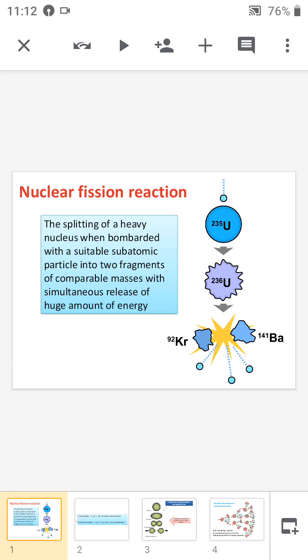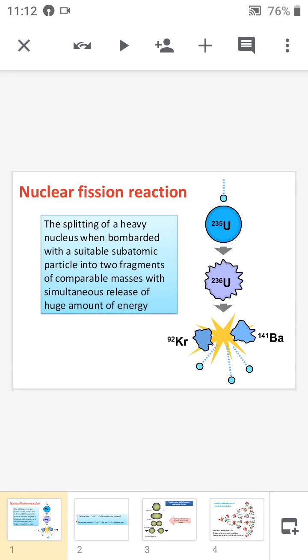The nuclear fission reaction is the splitting of a heavy nucleus when bombarded with a suitable subatomic particle. Usually, we use the neutron because the neutron has no charge. That's why we use the neutron for bombarding the heavy nucleus, and it will break into two fragments of comparable masses with the release of a huge amount of energy, which is known as the nuclear fission reaction.